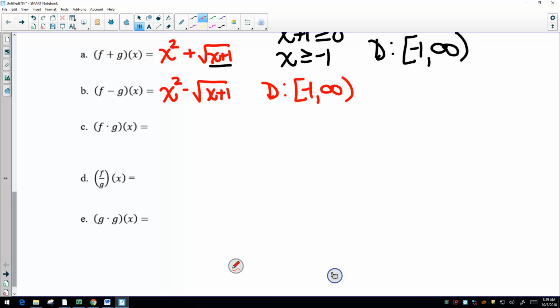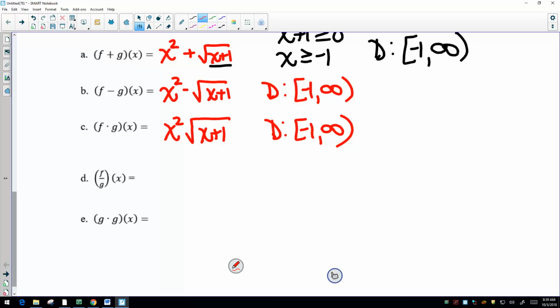Now the product, same idea. I have x squared this time times the square root of x plus 1. Again, the only issue we have is the value under the square root, so our domain is not changing, still -1 out to infinity.